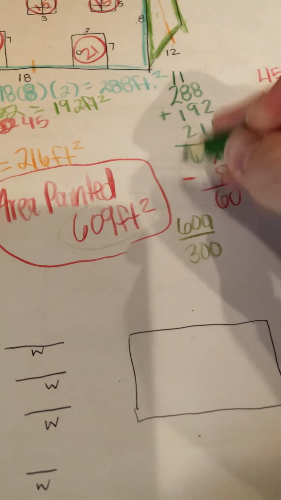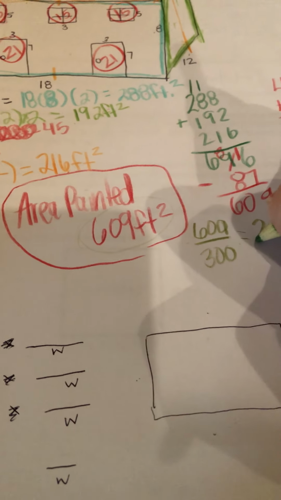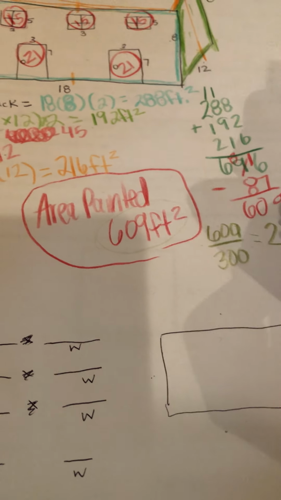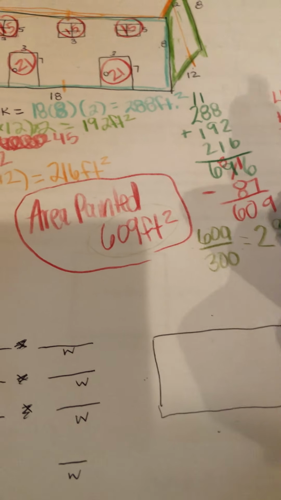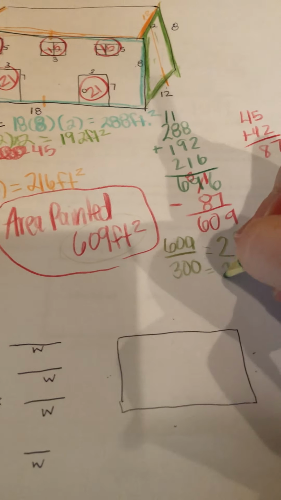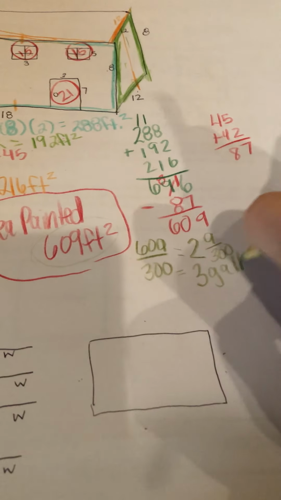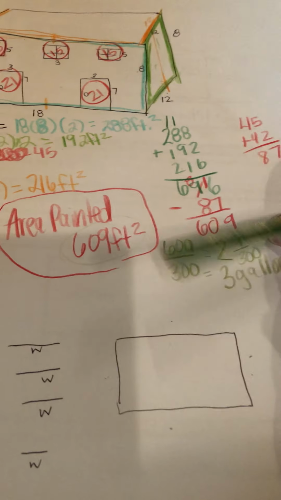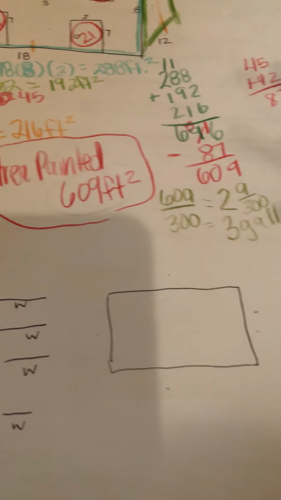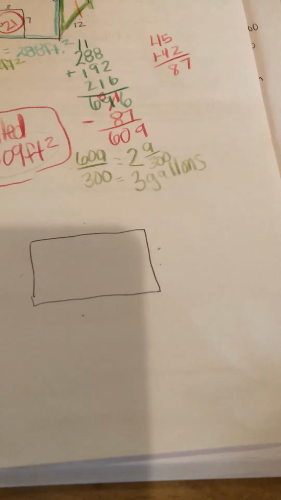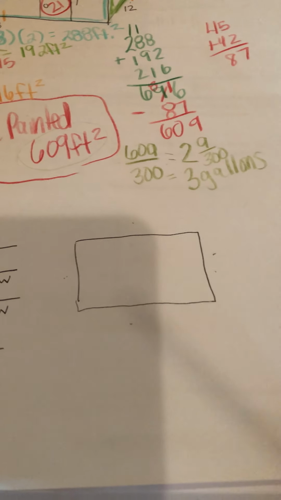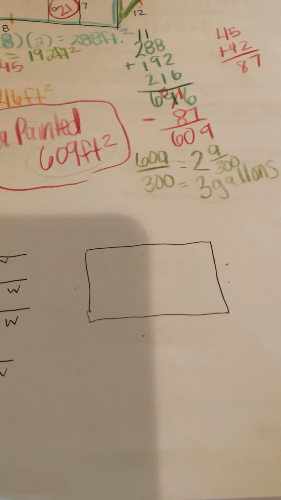divided by 300. And I'm going to need 2, because 300 can go into 600 2 times. So I'm going to have a fraction. So I really only need 3 gallons. So the painter's estimation of 4 gallons is too high. So his estimation is 4 gallons, so they would be spending more money at the store than they actually needed, because they only need 3 gallons.